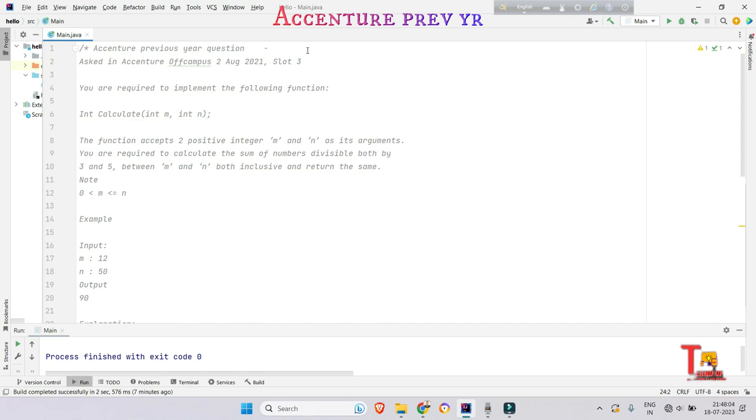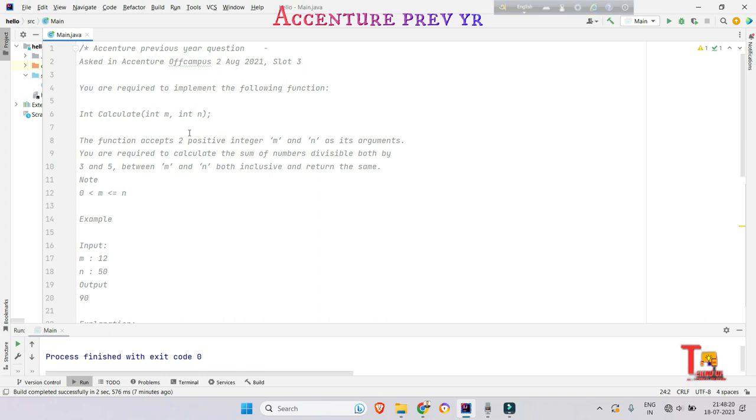And the best suggestion I can give is to practice previous year questions, and today we'll solve a previously asked question by Accenture off campus on 2nd August 2021, slot 3.